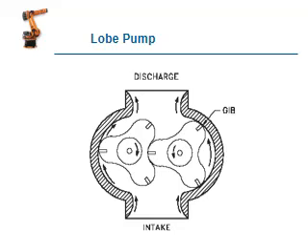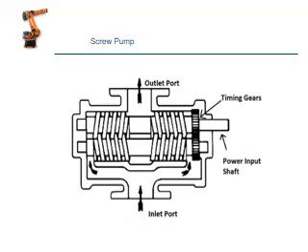So this is a lobe pump. Here there are two lobes available. One is interfaced with the motor, another one is the idler lobe. Here also, when the lobe is rotated, fluid enters the pump. Based on that, the pressure builds inside the lobe.